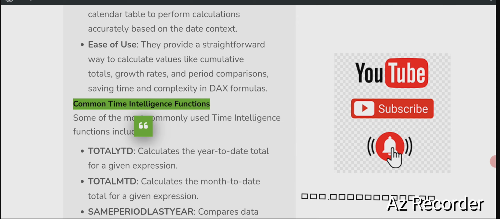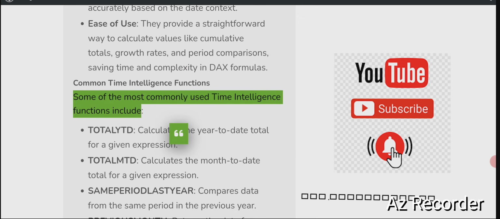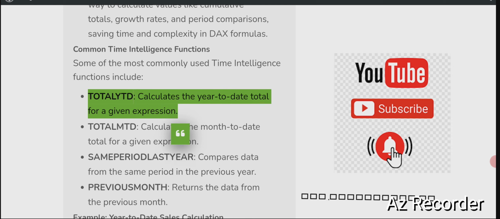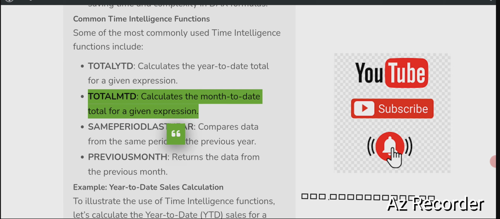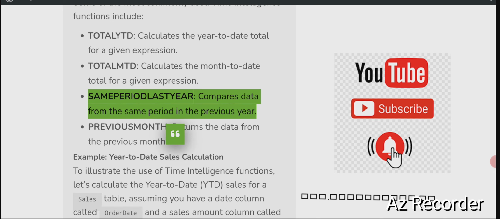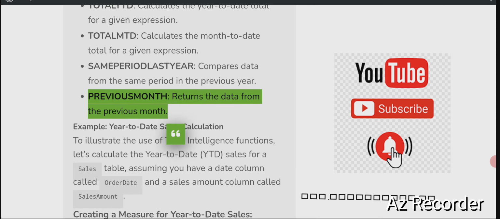Common time intelligence functions. Some of the most commonly used time intelligence functions include TOTALYTD, which calculates the year-to-date total for a given expression; TOTALMTD, which calculates the month-to-date total for a given expression; SAMEPERIODLASTYEAR, which compares data from the same period in the previous year; and PREVIOUSMONTH, which returns the data from the previous month.